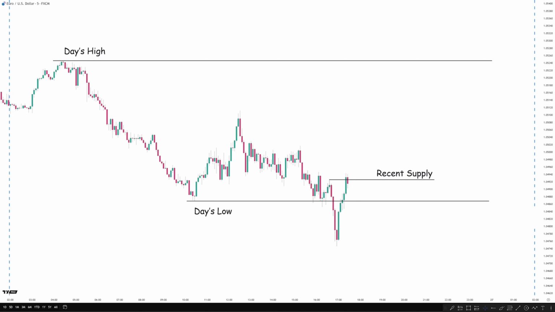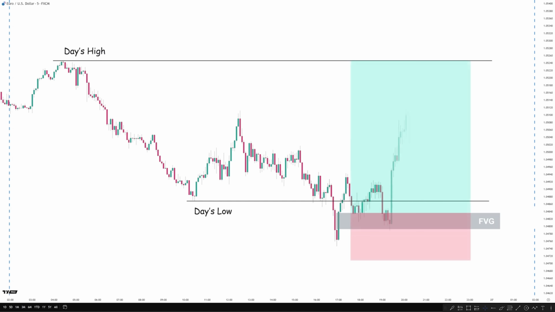The latest move has created a fair value gap, which will act as a demand zone if the price returns to it. So we'll set a buy limit at the start of the zone and place our stop loss below the swing low. For profit targets, we'll aim for key resistance levels ahead of the price.